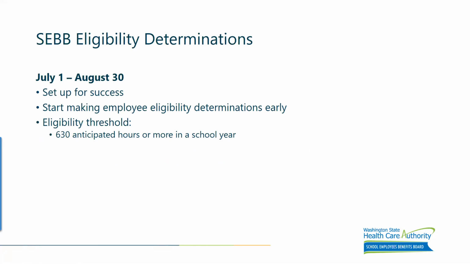And one of the things I want to talk about in terms of determining eligibility is there's a threshold of anticipated to work 630 or more hours in a school year. You need to work that 630 to be eligible. And I've talked with some benefit administrators. One told me that his plan is he's looking at all employees, and anybody who is 50% time or above, or that he knows works more than 3.5 hours per day and works pretty much every day, is just automatically eligible.